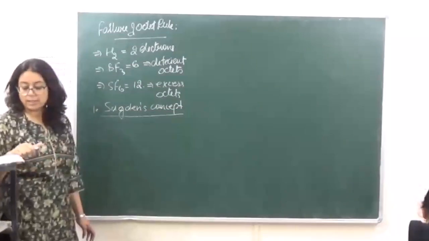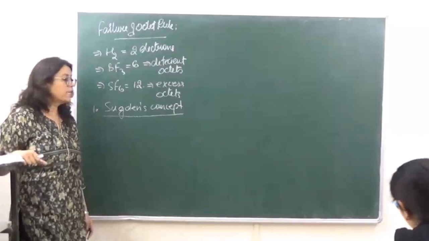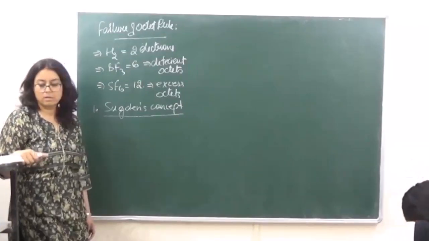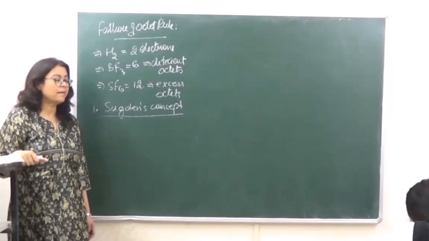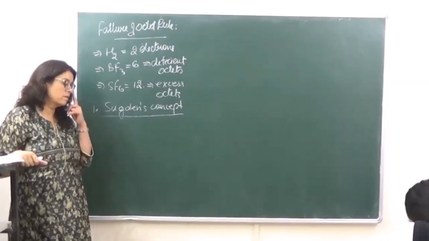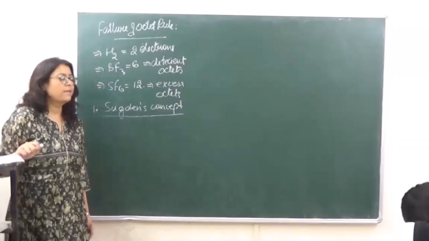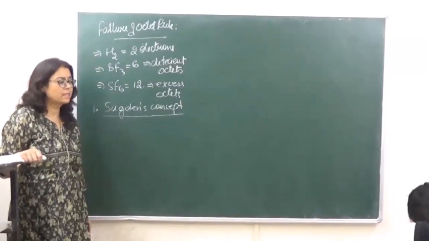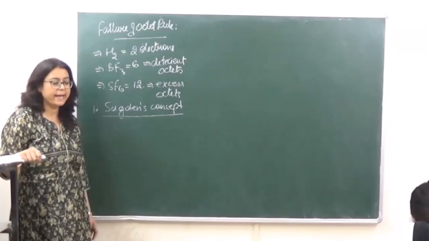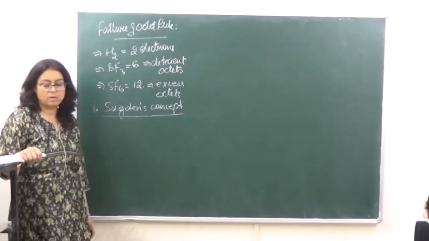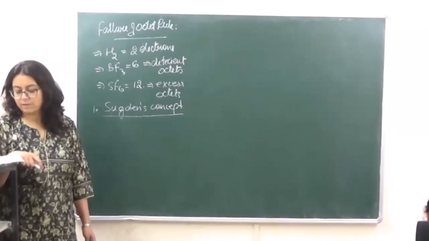Sugden's concept. Now, according to this concept, you can write down: the maximum electrons in the outermost shell cannot exceed 8.